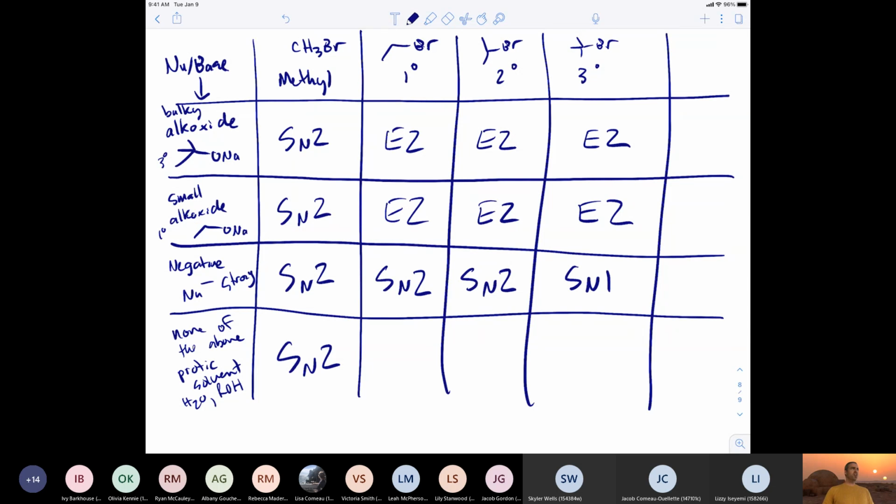And we don't have any of the above. We have nothing negatively charged in there at all. We just have a neutral solvent like water or ethanol or something like that. The solvent then is going to be the nucleophile. It's going to be a weak nucleophile and a weak base. So what are we going to do? Well, E2 is going to be off the table for all of these because you need a strong base for E2. So no E2 on the bottom row. So that primary alkyl halide, if it's not going to do E2, can it do E1?